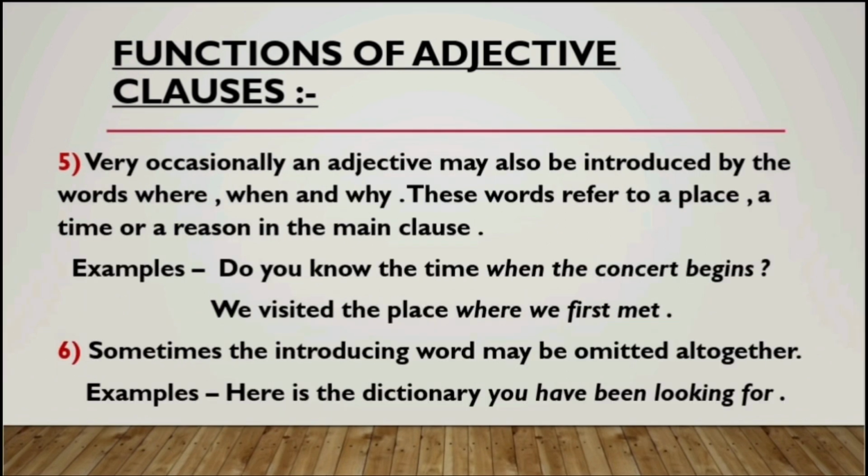Function number 5. Very occasionally an adjective clause may be introduced by the words where, when and why. These words refer to a place, a time or a reason in the main clause. So very occasionally means sometimes. It's not adjective, actually it's adjective clause, please correct it. So an adjective clause may be introduced sometimes by words like where, when and why, and these words will refer to a place or time, or it can refer to the reason in the main clause, right?